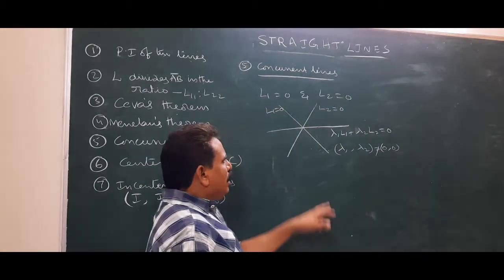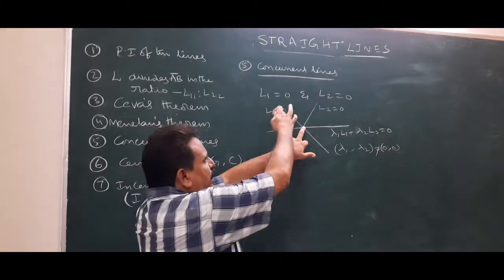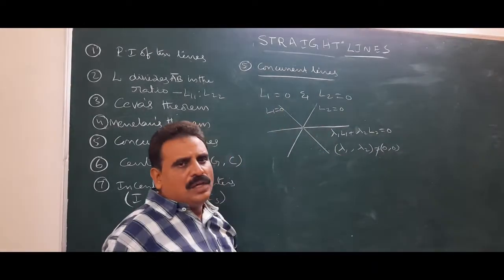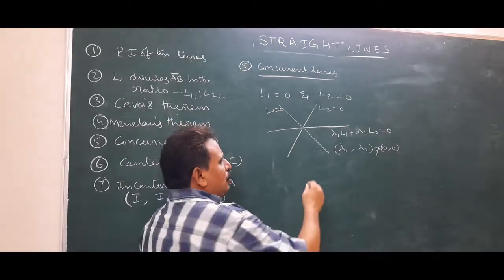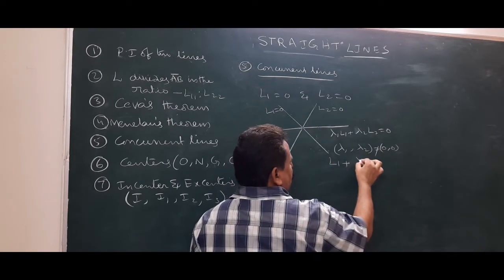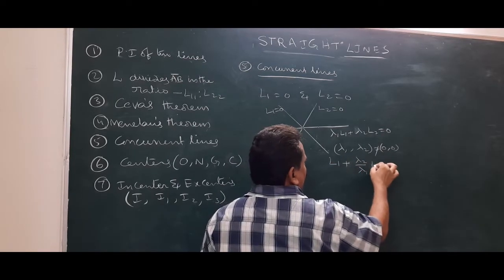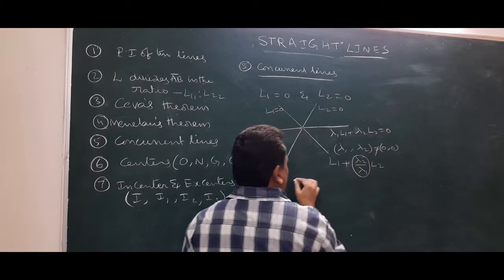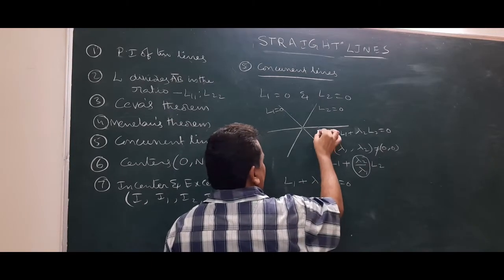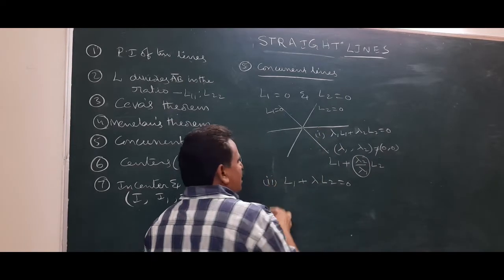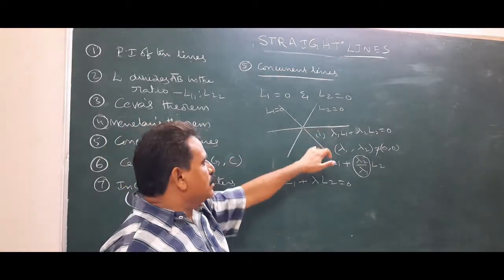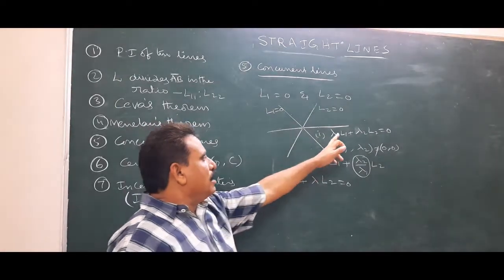So every line passing through this point, other than L1 or L2, we take this way. If lambda 1 is not equal to 0, divide by lambda 1: L1 plus lambda 2 by lambda 1 into L2. This constant is taken as lambda: L1 plus lambda L2 equal to 0. So the equation of the line passing through the point of intersection of two lines L1, L2, we can take as this or this.